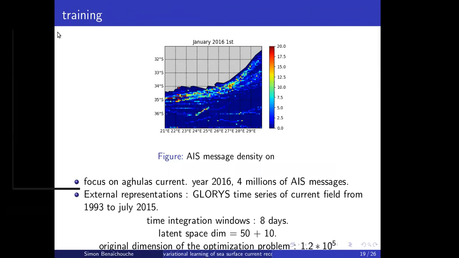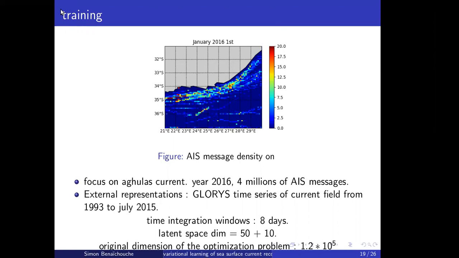To do the training, we focused on the Agulhas current in South Africa, in the year 2016, and we used 4 million AIS messages. We also use an external representation, which is a data assimilation product that you can find for free on the internet. It's GLORYS. Our dataset contains a time series of current fields from 1993 to July 2015. So we don't show it the image of 2016.